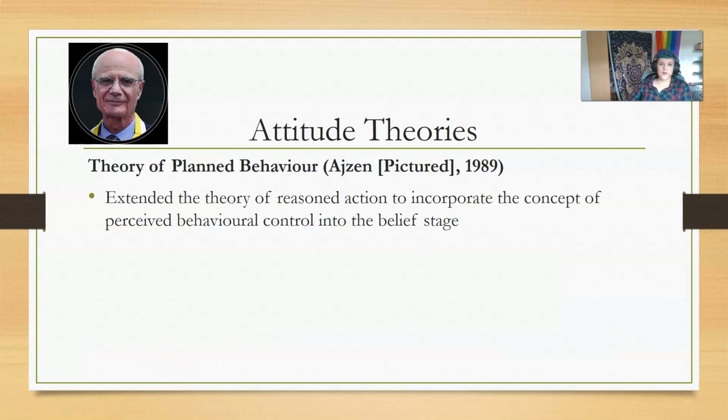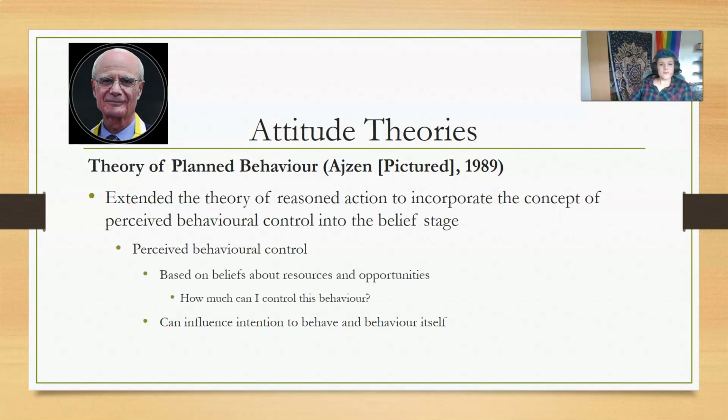However, Ajzen then created the theory of planned behaviour. He extended the theory of reasoned action to incorporate the concept of perceived behavioural control into the belief stage. Perceived behavioural control is based on beliefs about resources and opportunities. So how much can I actually control my own behaviour? And this can influence intention to behave and behaviour itself.